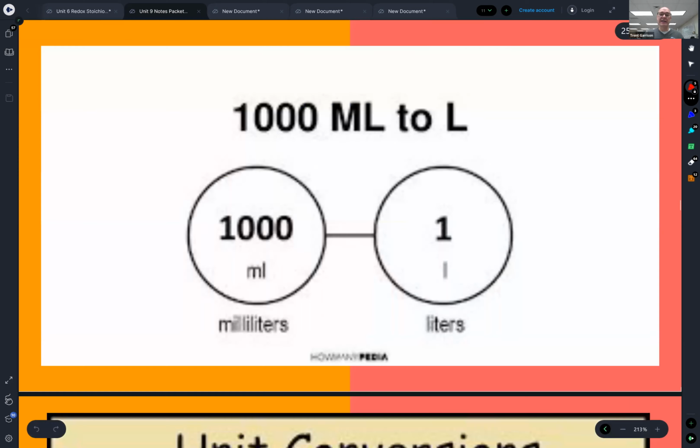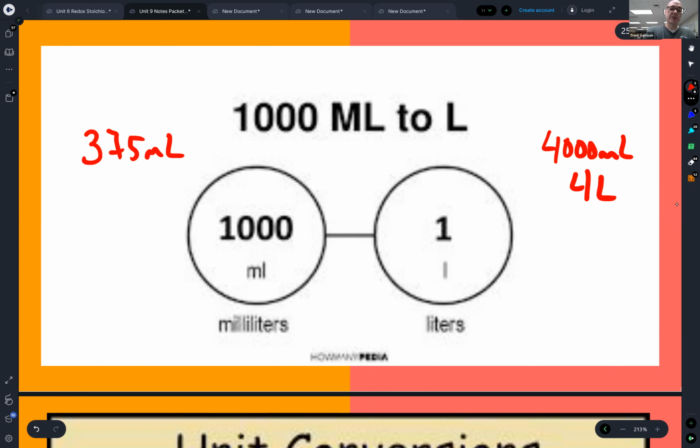Some of the things I want to remind you about these properties that we measure is how to convert them. Many times you will be given these quantities of gas in milliliters. To convert them into liters, you need to remember that there are 1,000 milliliters in 1 liter. In other words, you would need to divide by 1,000, or you would need to move the decimal point back 3 places. In other words, if you were given 4,000 milliliters, that would be equal to 4 liters. If you were given 375 milliliters, that would be 0.375 liters. So divide by 1,000 or move that decimal point back 3 places.